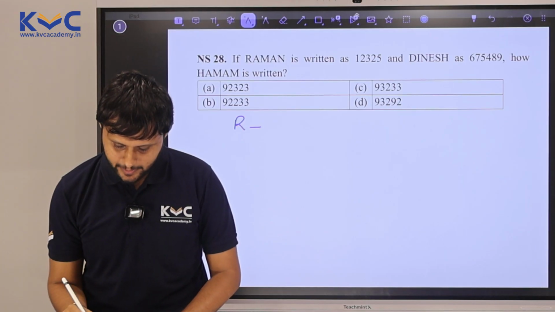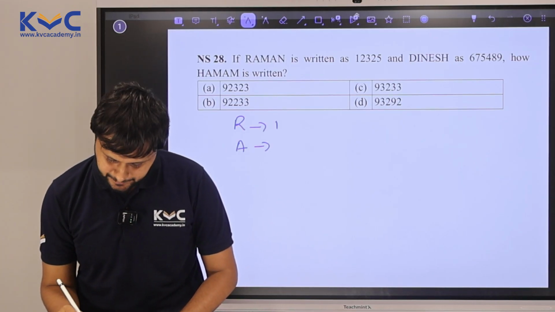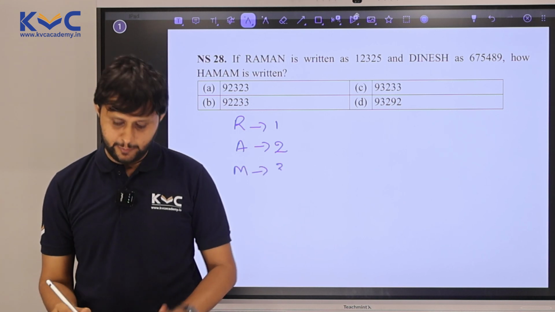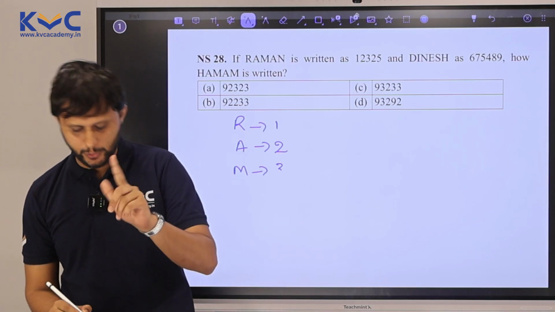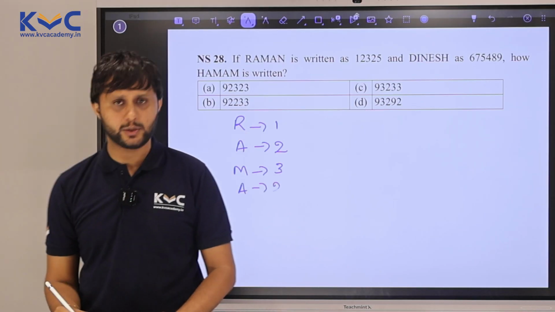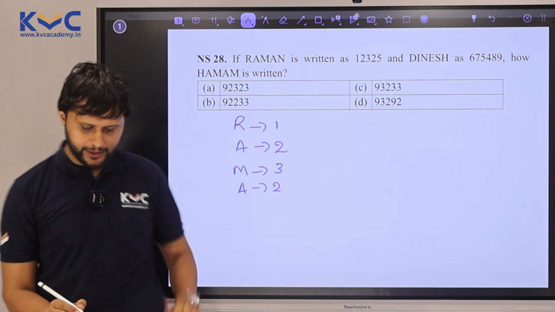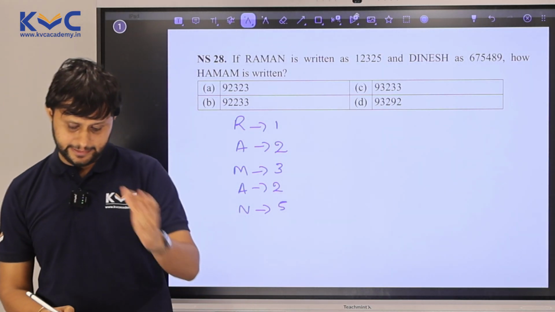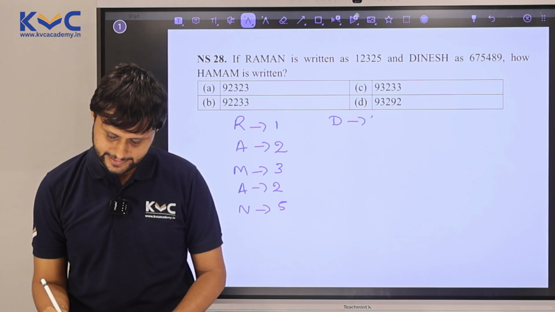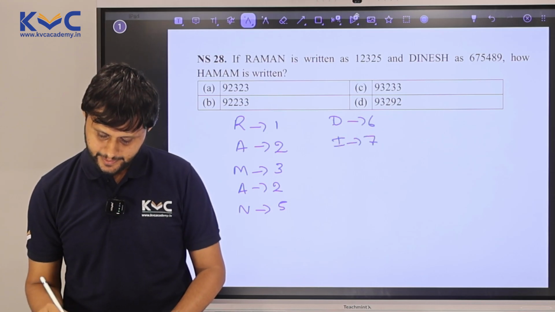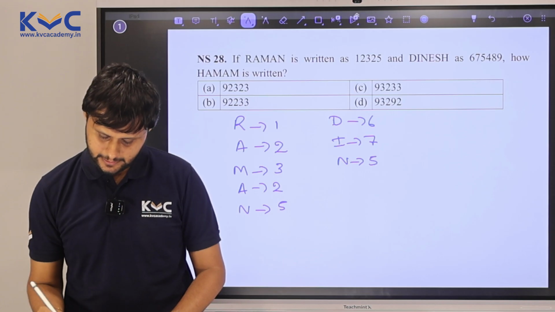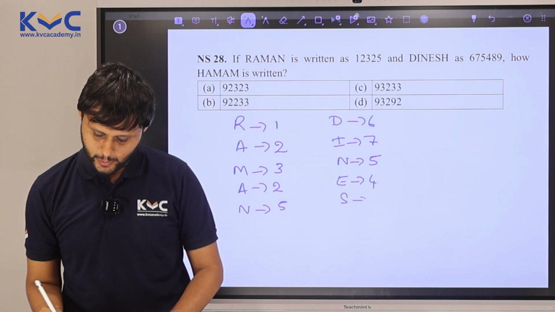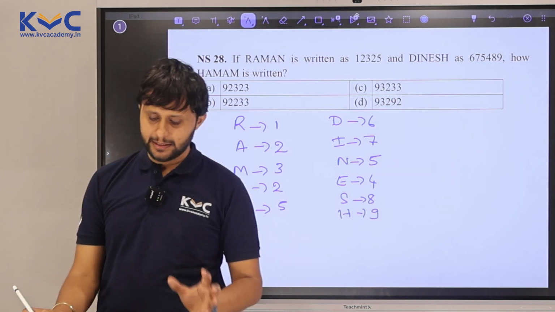Fine. So they're saying R is to be written as 1, A is to be written as 2, M is 3. In fact, I read it as 1, 2, 3, 4, 5. No, it is 1, 2, 3, 2, 5. Again, A is associated with the same number which was there earlier. So it is 2. And then we have N. N is 5. Further, Dinesh is also there. D is equal to 6. I is equal to 7. N is equal to 5. And we have E equal to 4. S equal to 8 and H equal to 9. So these are the numbers that are given.